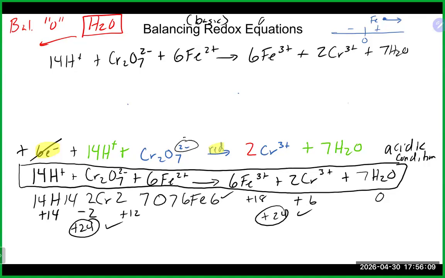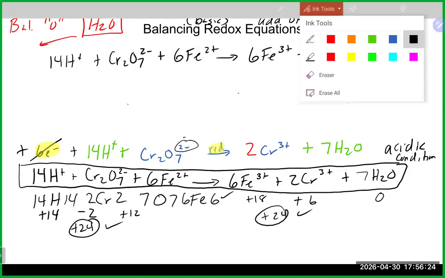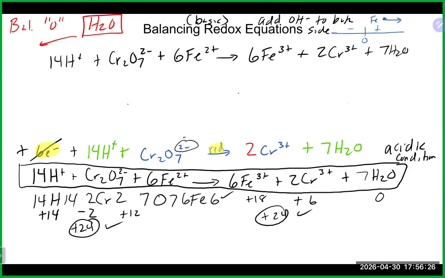Now, if we wanted to do, like I said, basic conditions, what we actually do in basic conditions is we add OH- to both sides. The amount of OH- that we add to both sides is equal to the amount of H+ that we have. So in this particular case, we have 14 H+, so that is the amount of hydroxide we add, again, not to just one side, but both sides.